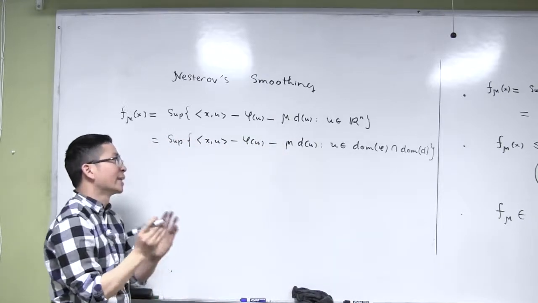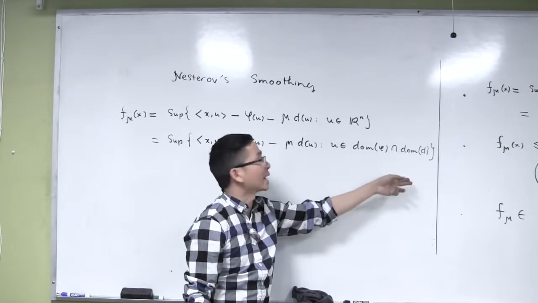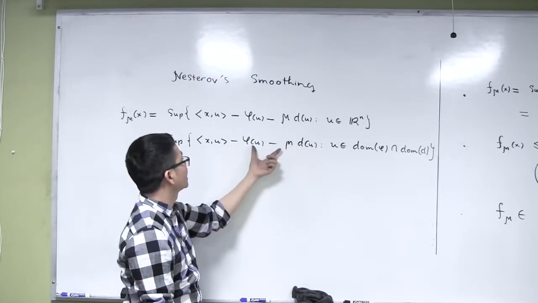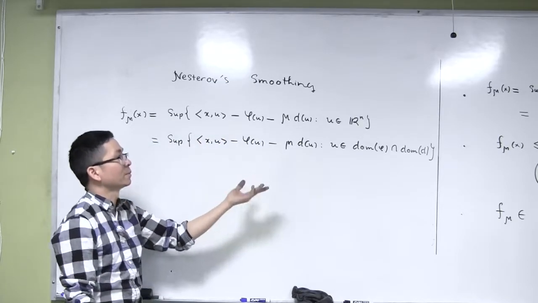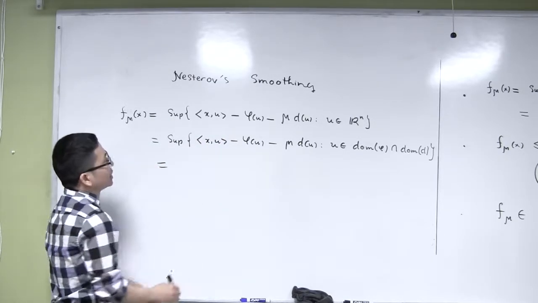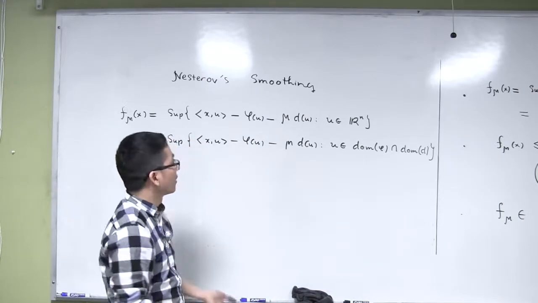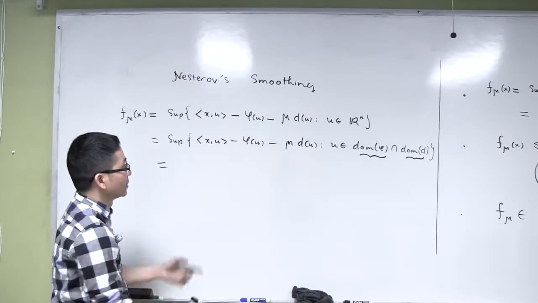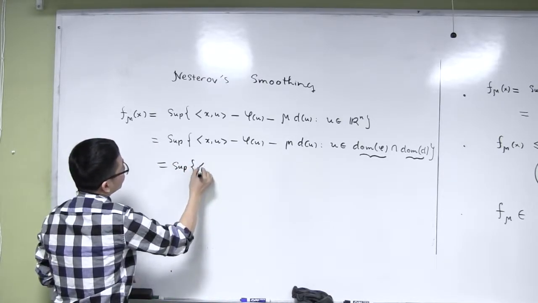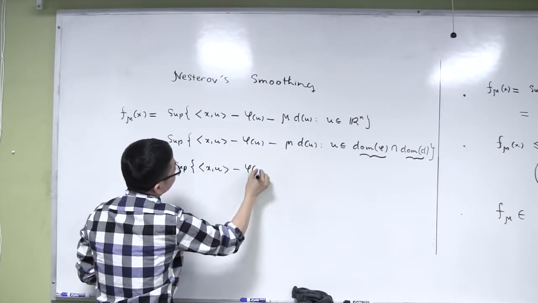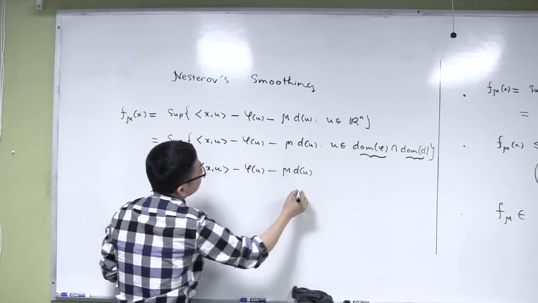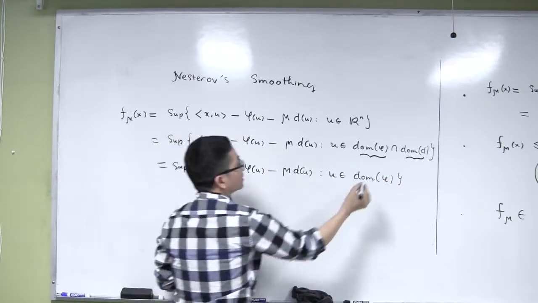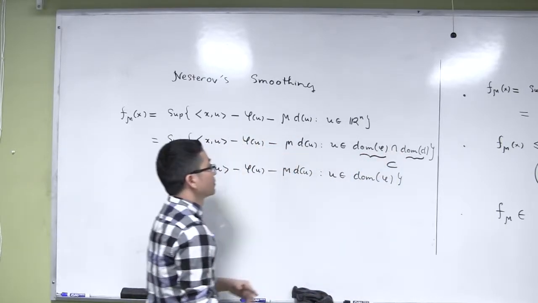How come this is true? This is very simple, because if u is not in this intersection, then either phi of u is infinity or d of u is infinity. So this sum does not contribute to the supremum. But because d is a proximity function for the function f, the domain of the function phi is a subset of the domain of the function d. So this intersection is actually the domain of phi, and this is the supremum of the inner product of x and u minus phi of u minus mu times d of u, where u runs in the domain of the function phi. Again, this is true because the domain of the function phi is a subset of the domain of the function d.